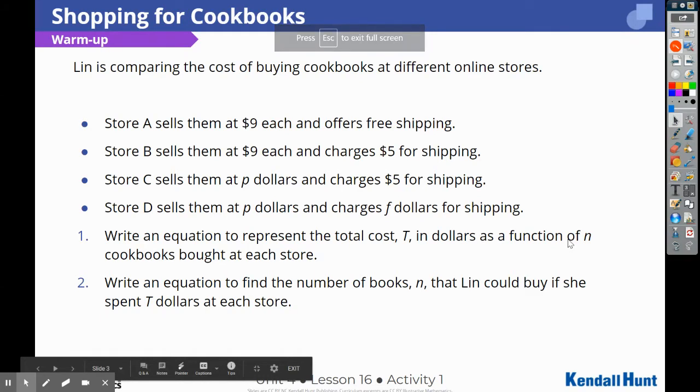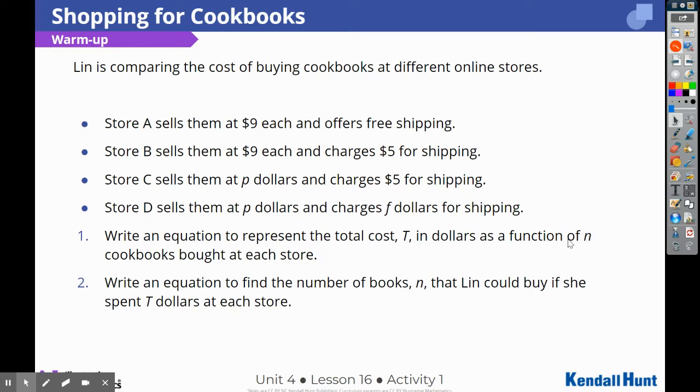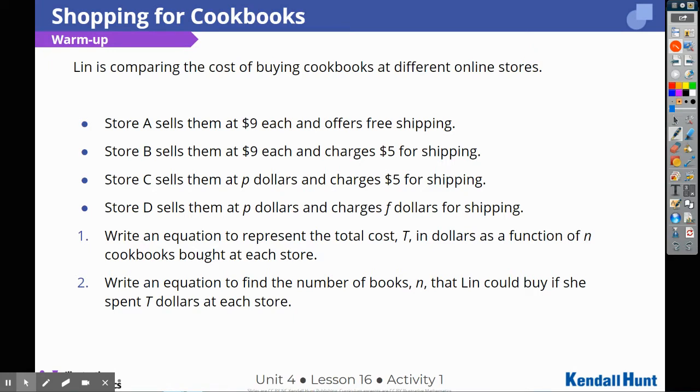Hello, so here's your warm-up today for Unit 4, Lesson 16. Lynn is comparing the cost of buying cookbooks at different online stores. You were to match each expression to the store that sells them. And so we're going to break that down and talk about that for a minute.